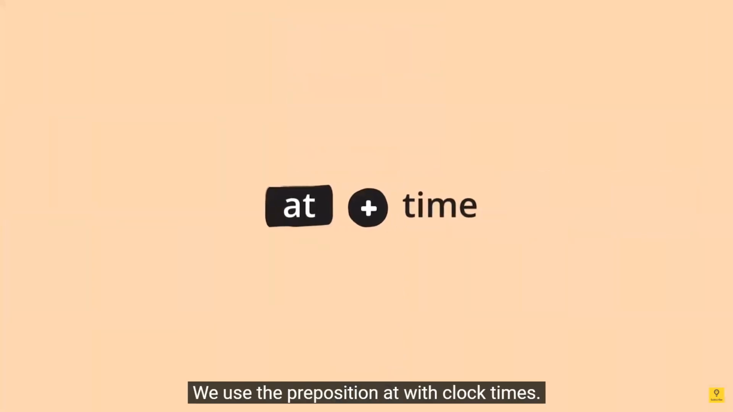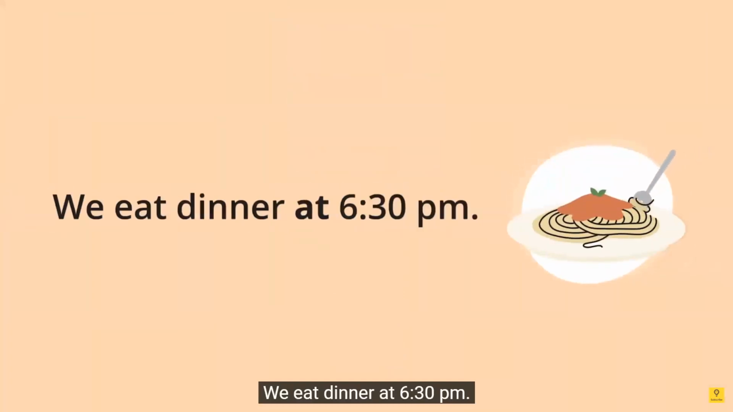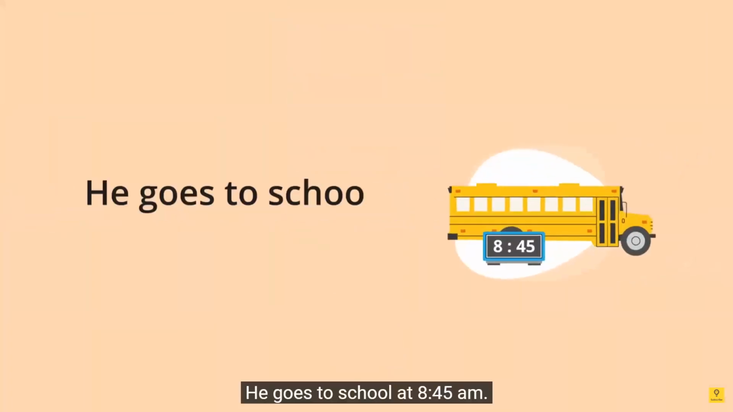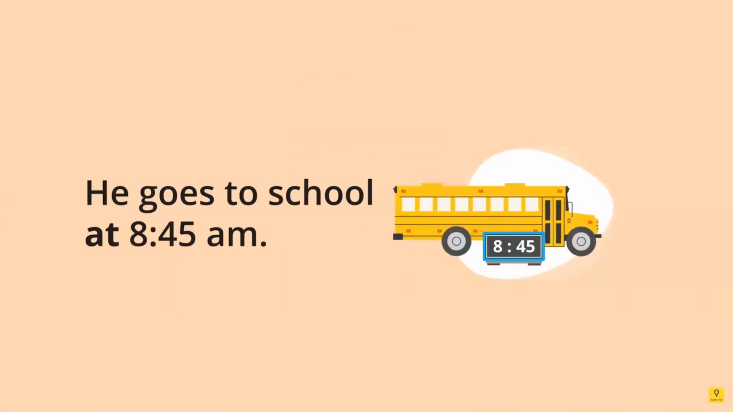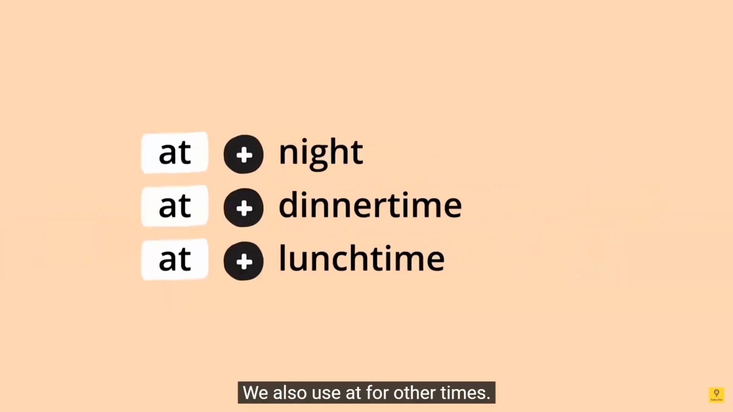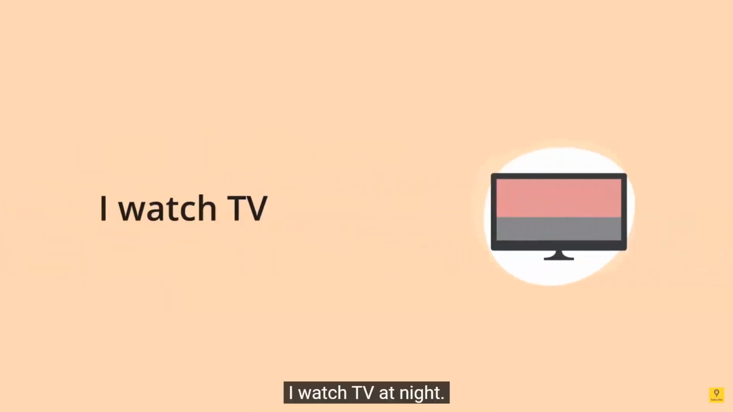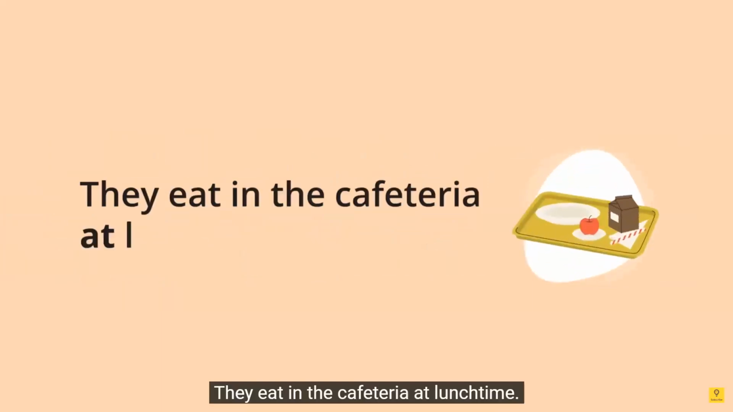We use the preposition at with clock times. We eat dinner at 6:30 p.m. He goes to school at 8:45 a.m. We also use at for other times. I watch TV at night. They eat in the cafeteria at lunchtime.